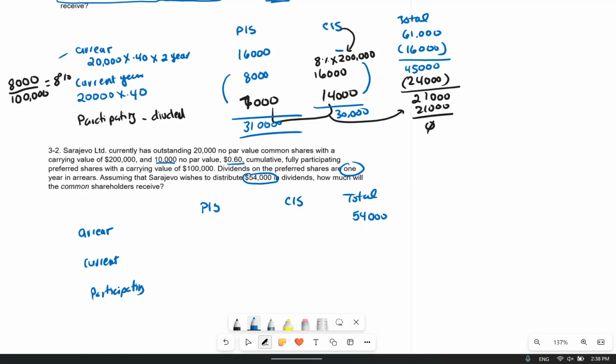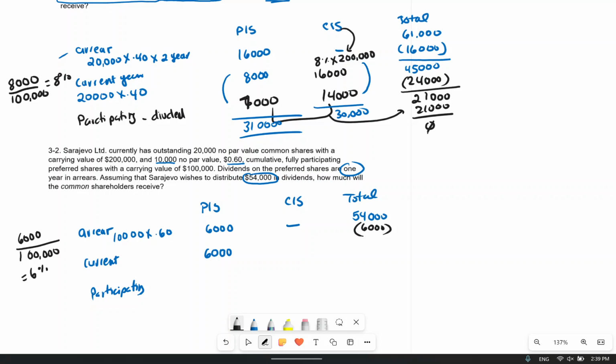10,000 times the 0.6 will give me $6,000 in arrears. My current year's will also be 6,000. In this case, it's fully participating, so I already gave them 6,000, and now I needed to know what percent did they get. So I will take the value of your preferred share, which is 100,000, divide, and we gave them 6,000, so we gave them 6%.